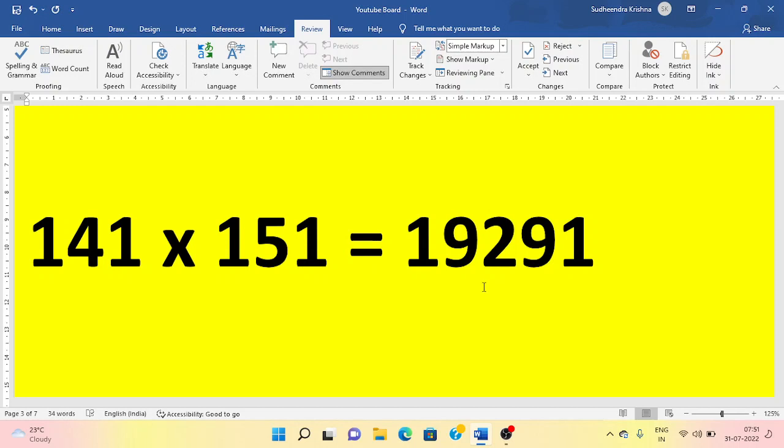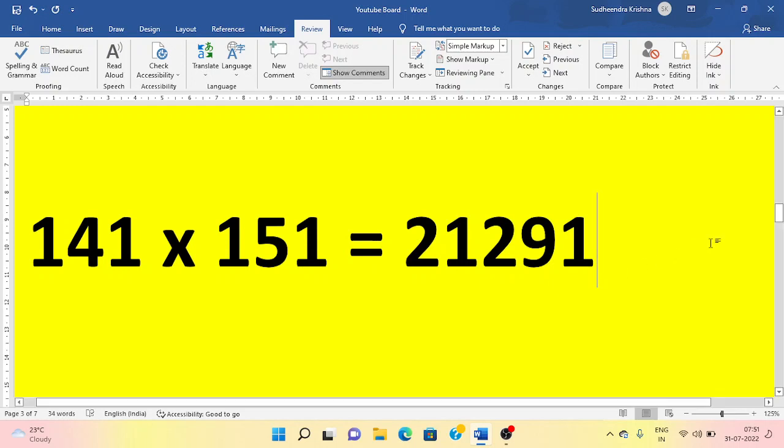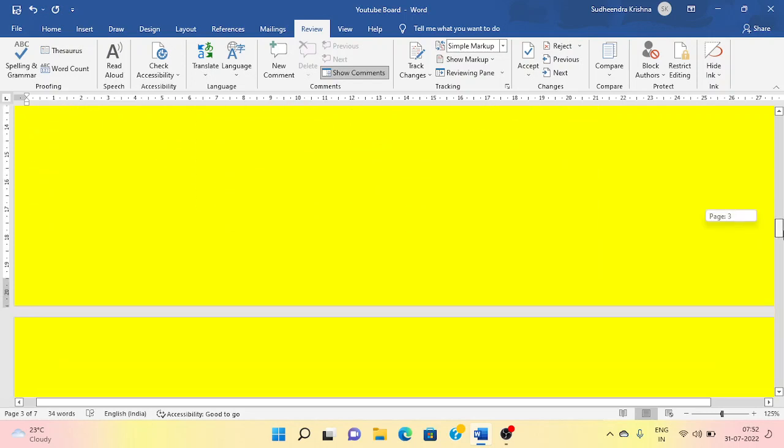Already on the left side you have 19. 19 plus 2 will give you 21. So this is the required answer. Therefore 141 into 151 is equal to 21,291. It's as simple as this.